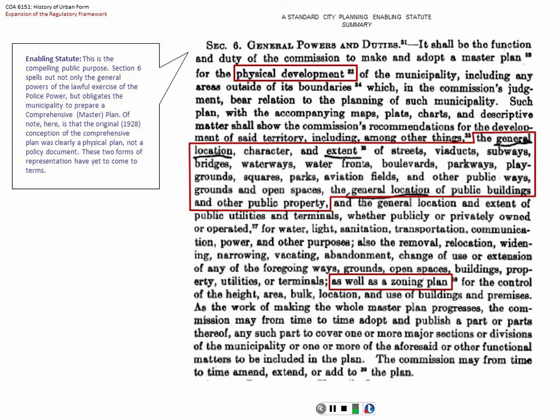Their duty and function is to make and adopt a master plan for the physical development of the municipality, including any areas outside of its boundaries, which in their judgment bear relation to the planning of such a municipality. Well, that was a mistake, to put it kindly. I don't believe that the city of Decatur, Georgia, would take very kindly to the city of Atlanta making plans for how the city of Decatur should be developed. Likewise, I don't think the city of Atlanta would take kindly to the city of Sandy Springs making plans for how Atlanta should be developed.